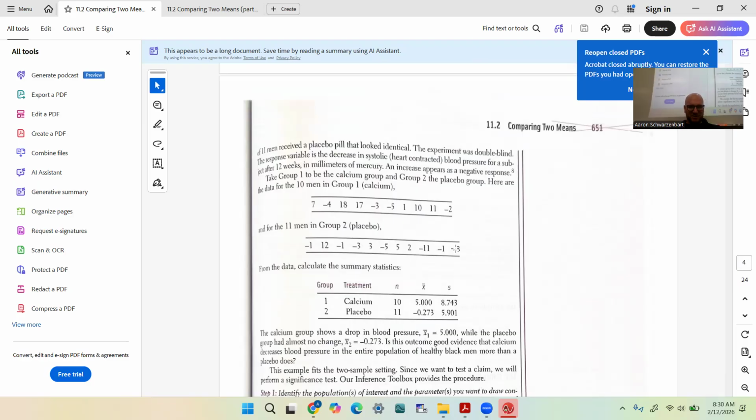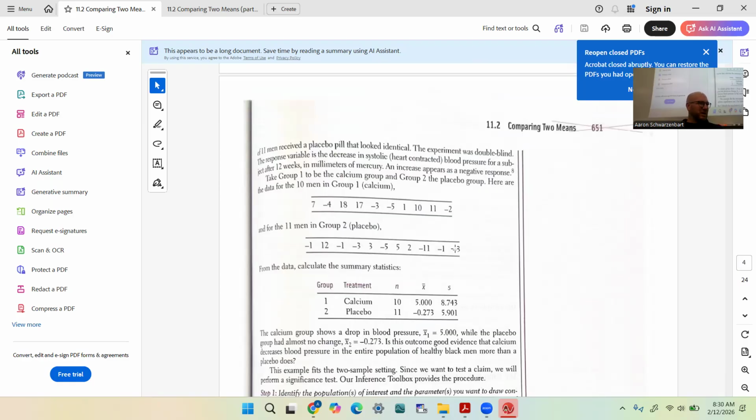So the calcium group shows a drop in blood pressure of 5, while the placebo group had almost no change at negative 2.73. So they went up. Is this outcome good evidence that calcium decreases blood pressure in the entire population of healthy Black men more than the placebo does? Let's see. You're going to guess yes. But do we know? Not without running a test.